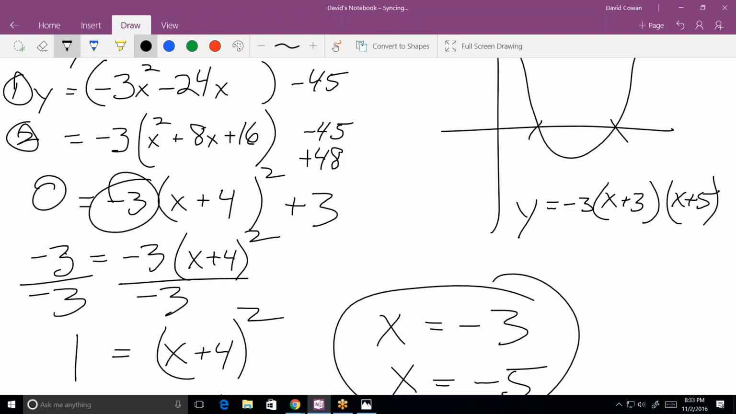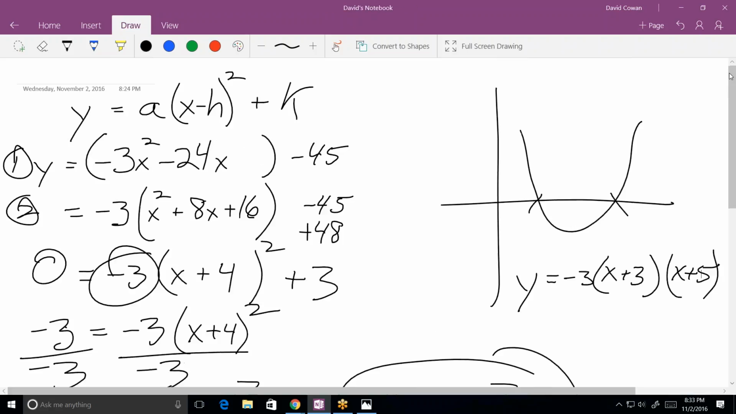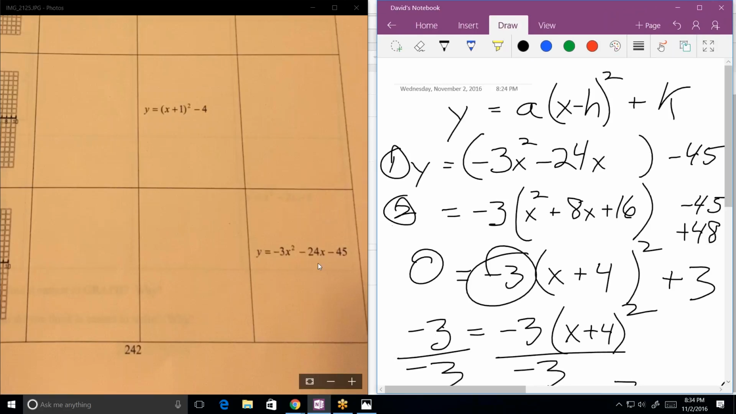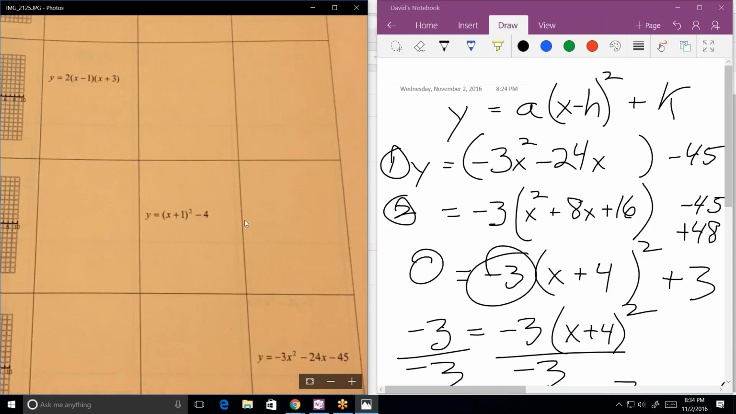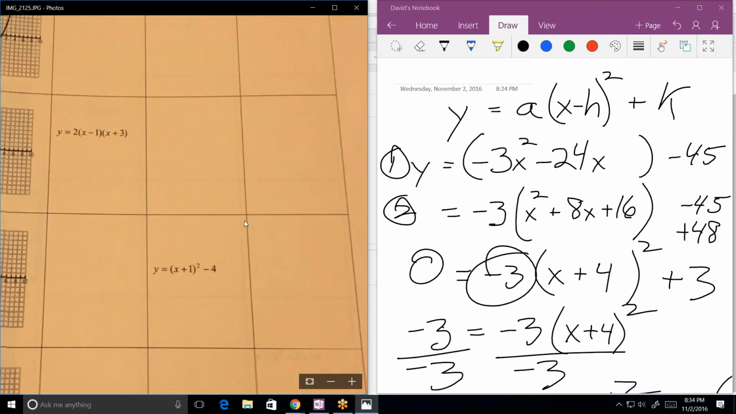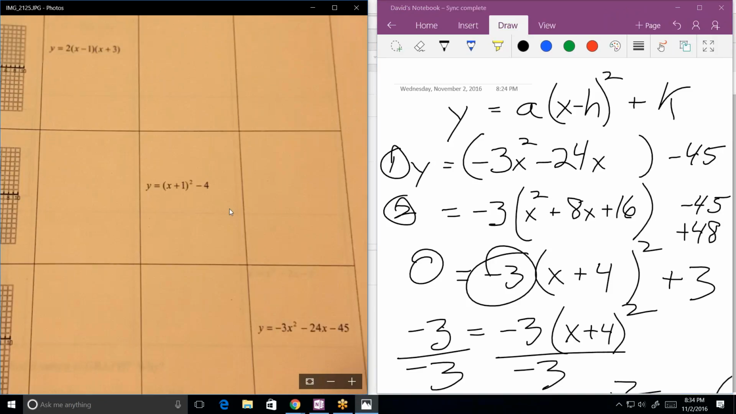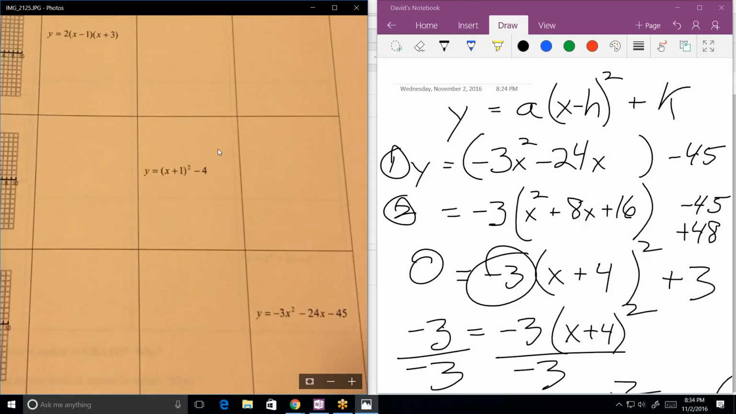Perfect. I like this page. This is an excellent exercise to do where you convert. You're given one equation and you have to convert to the other two. Great exercise. You want to be able to do this page perfectly no matter what functions they give you. For sure.